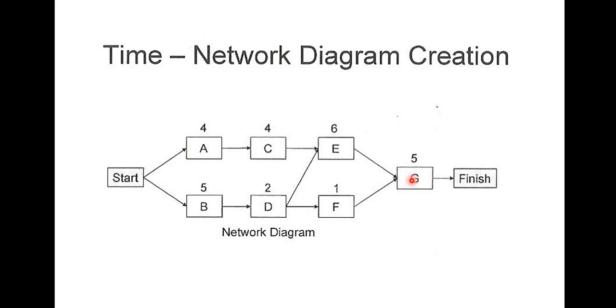The question now is, which of them is the critical path? So how do we know the critical path just looking at the network diagram? Like I said, the critical path is the one with the longest duration. So let's calculate the duration of all three paths. The first one, ACEG: A is 4, C is 4, making 8. 8 plus 6, that's 14. 14 plus 5, that's 19.